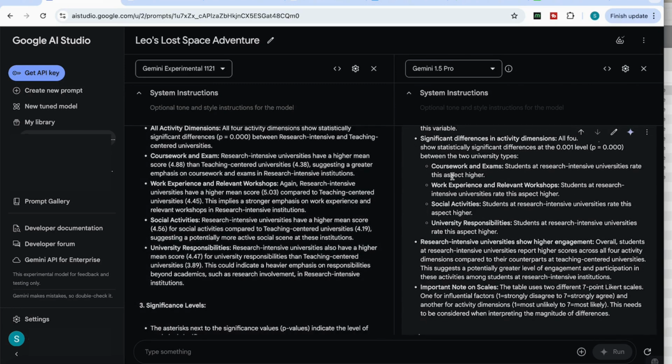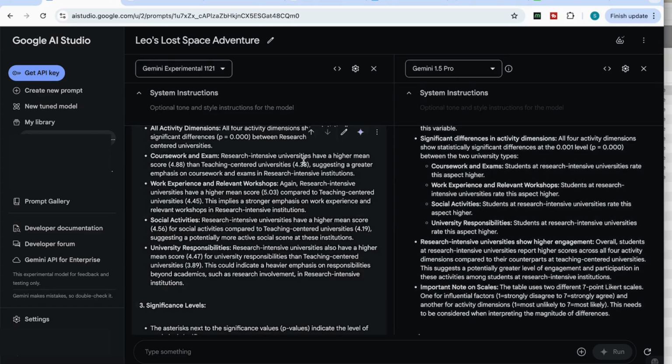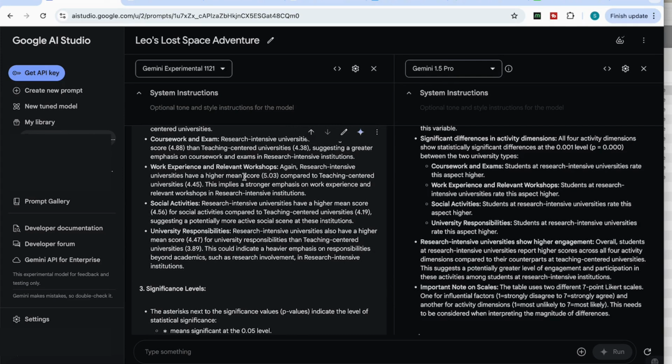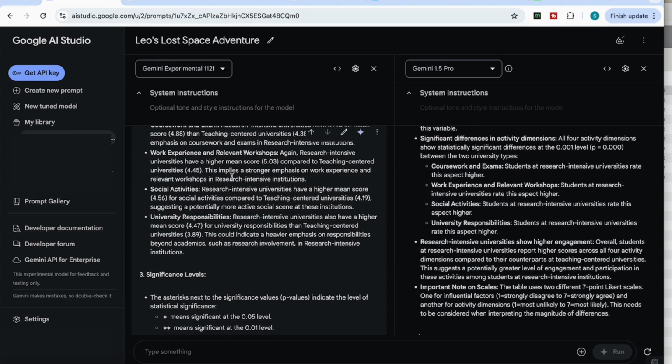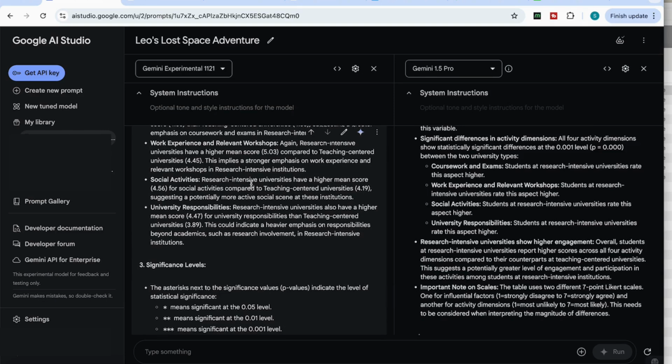Whereas in the other model, we just got: coursework and exam, students at research-intensive universities rate this aspect higher. So we've got a lot more explanation here. Work experience and relevant workshops: again, research-intensive universities have a higher mean score compared to teaching-centered universities. This implies a stronger emphasis on work experience and relevant workshops in research-intensive institutions.